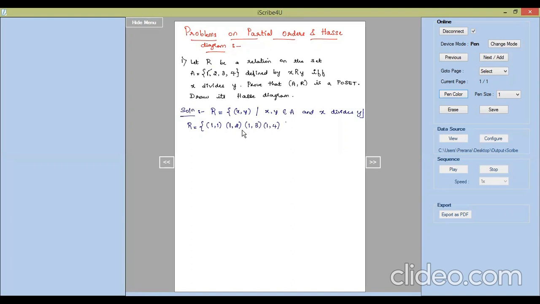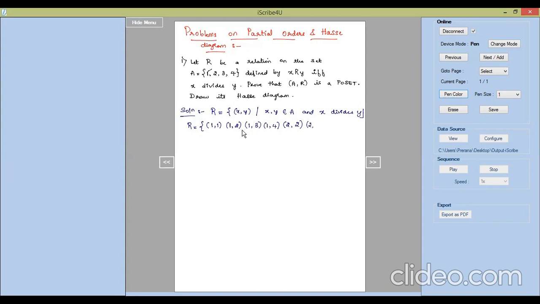I cannot write down 2, 1, because 2 does not divide 1. If I write down 2, 1, it means 1 divided by 2. 1 divided by 2 is half, which is not an integer. So we will not include 2, 1. But we can write down 2, 2, no? 2 divides 2.